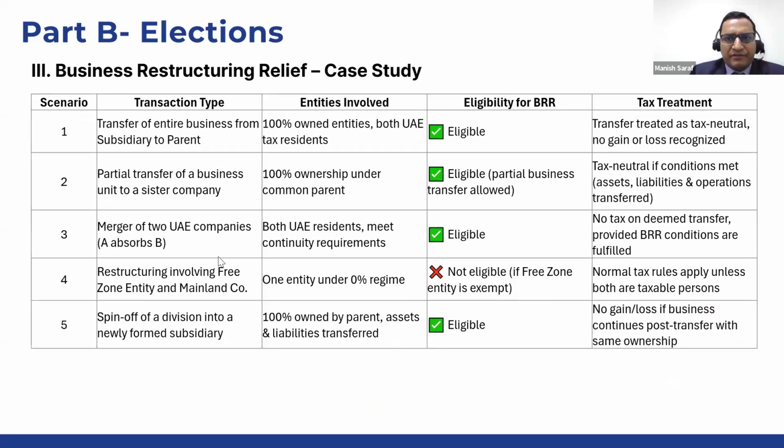So these are different scenarios. The transfer of an entire business from subsidiary to parent, 100% owned entities both in UAE, then they are eligible for this. And it is tax neutral, so the gain or loss will not be taxable. Now, there is a partial transfer of business to a sister company. That means when facility management or the leasing company is getting transferred, they can still benefit because even if one business unit is getting transferred, it is 100% commonly owned. They can take the benefit of business restructuring relief.